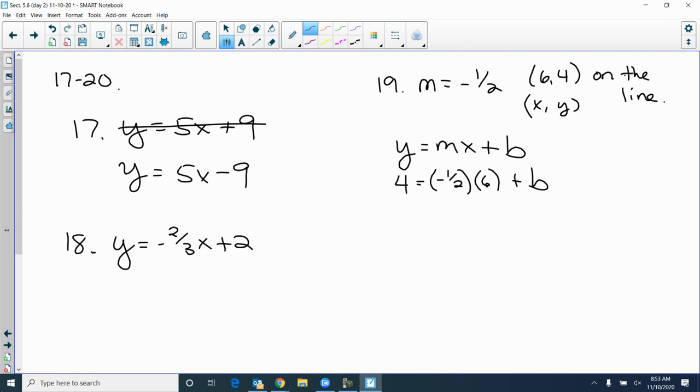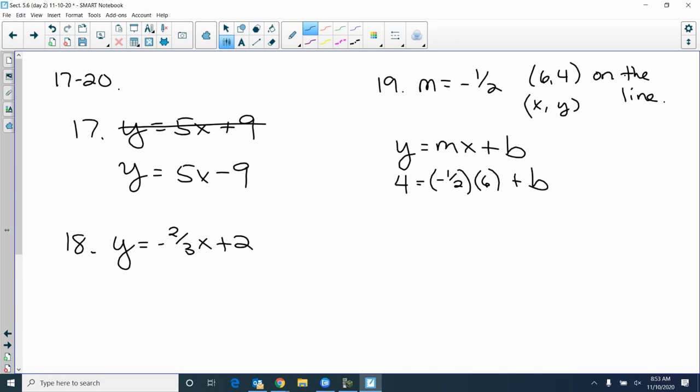Perfect. Everything he said is perfect. We start with y equals mx plus b. Your slope is the m. I know in your book it says slope equals, but that's your m. The point is 6,4. 6 is your x coordinate, it goes where the x is. Y is the 4. We have to find what b is.